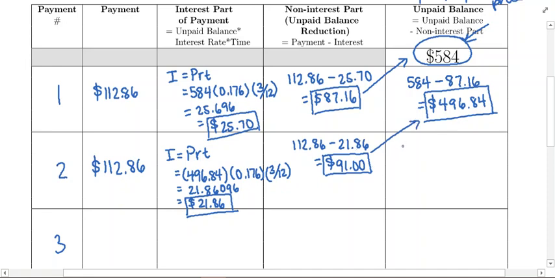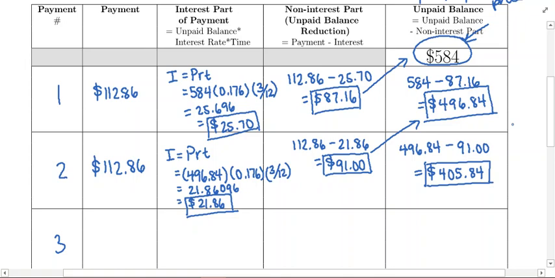After the second payment, how much do you still owe on the purchase price? Well, you owe $496.84, the previous balance on the purchase price, minus this non-interest part of the payment, which goes towards reducing your debt. So subtract out the $91. After payment number 2, you still owe $405.84 against the purchase price.